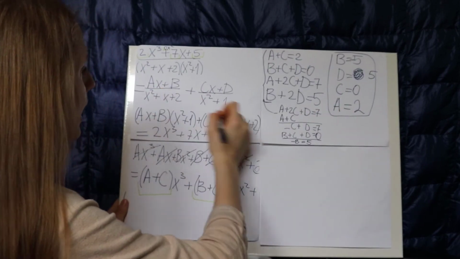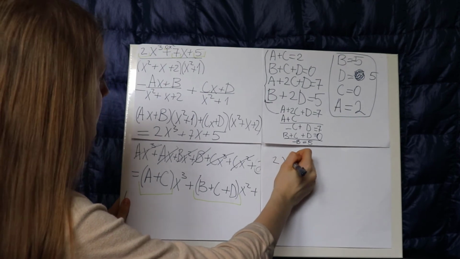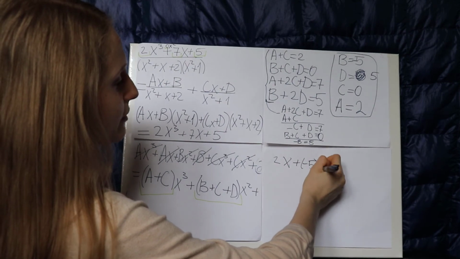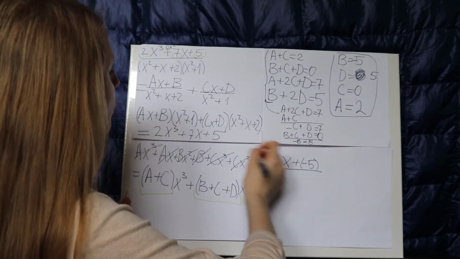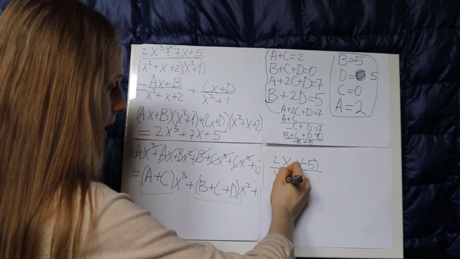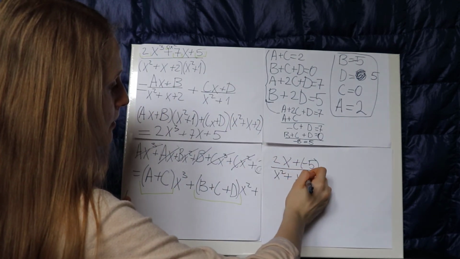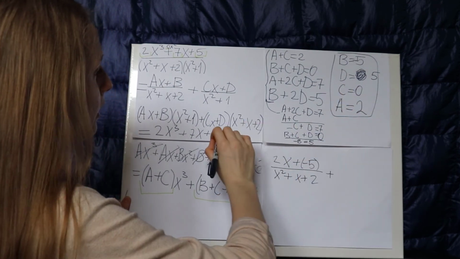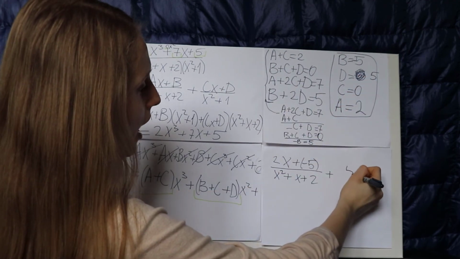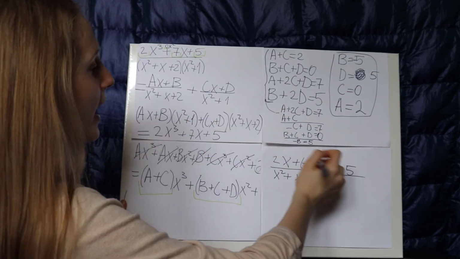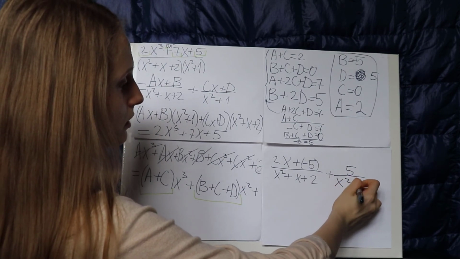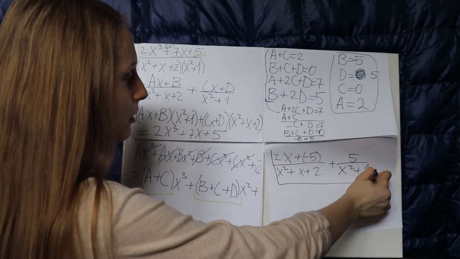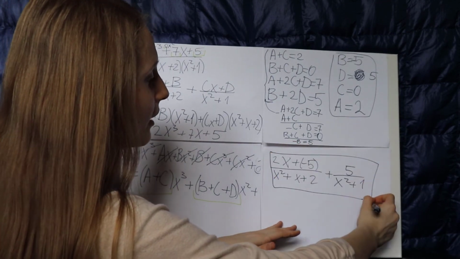So, A is 2, 2x plus, and B is negative 5, so plus negative 5, or just minus 5, all over x squared plus x plus 2, plus C is 0, so no C's, plus D, so 5 over x squared plus 1. And we're done. This is our final answer.